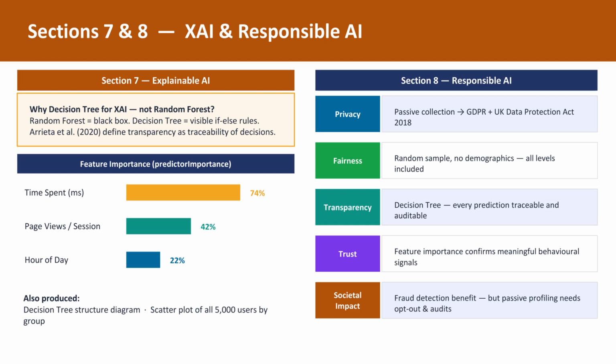Hello everyone, my name is Zay Yar Aung. I will explain about XAI and Responsible AI. For the XAI, I used the decision tree instead of random forest, because random forest runs a lot of trees and gives you a majority vote with no single readable structure. The decision tree shows every split rule visually, which means any prediction can be traced and audited.